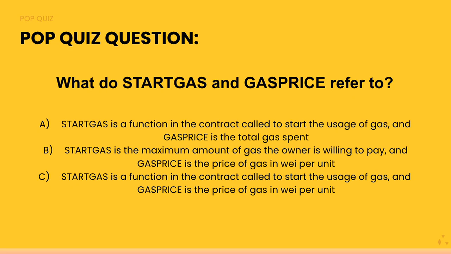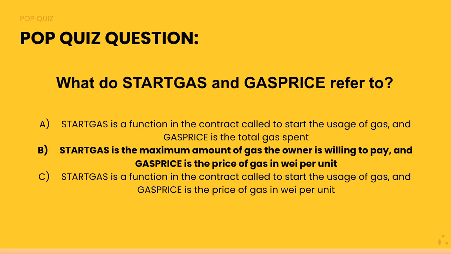Okay, by show of hands, who thinks it is option A? Who thinks it is option B? And who thinks it is option C? Sweet, so option B is the correct answer here. Our start gas is the maximum amount of gas that the owner is willing to pay, and then the gas price is the price of gas, in denominations of ether per unit.